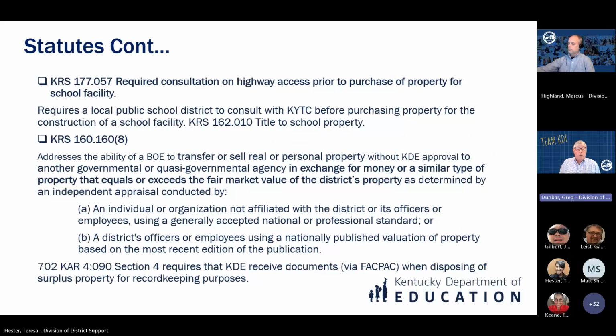KRS 177.057, required consultation for highway access, requires a local public school district to consult with the transportation cabinet before purchasing property for the construction of the school facility.